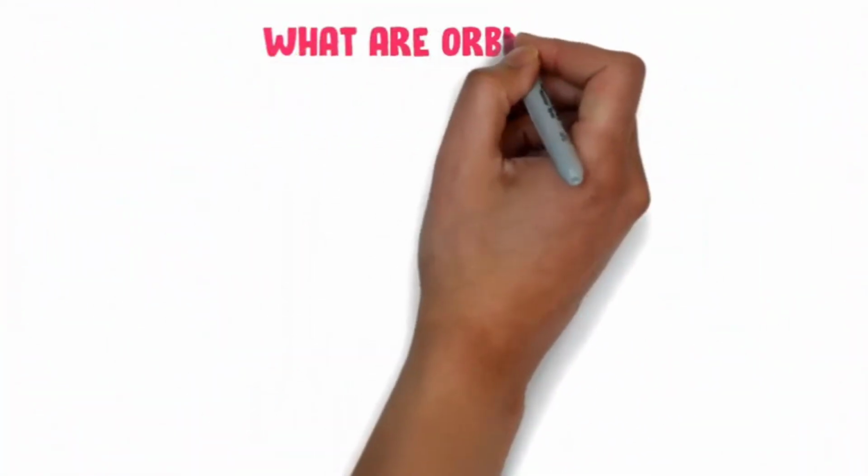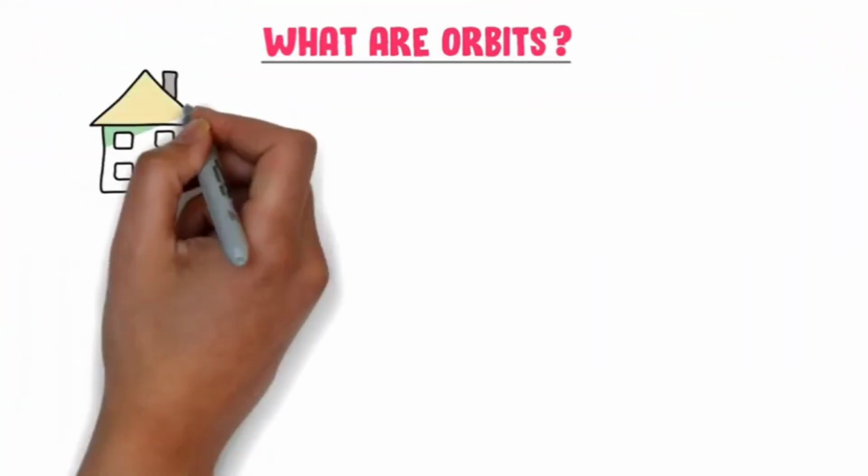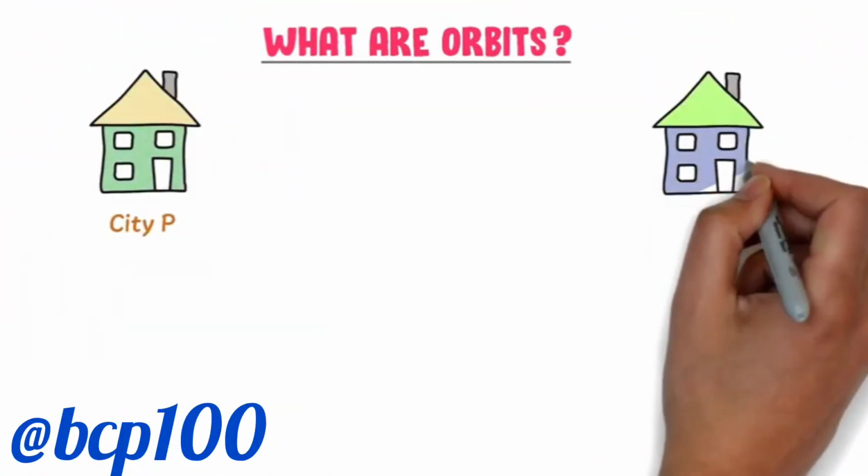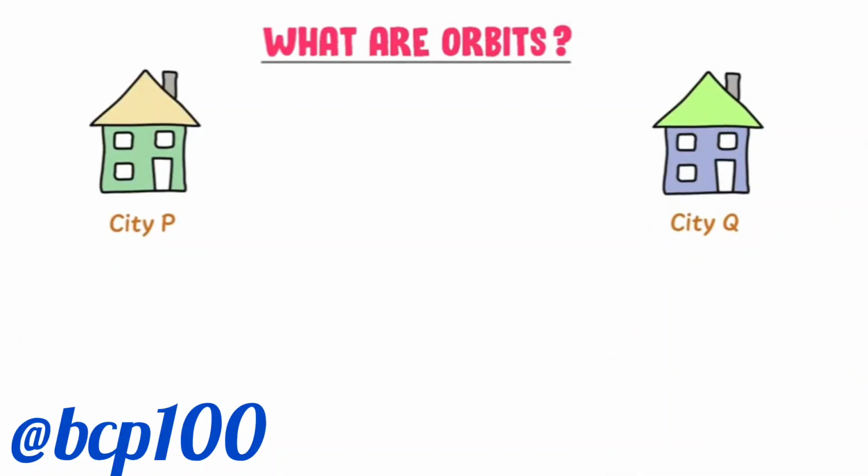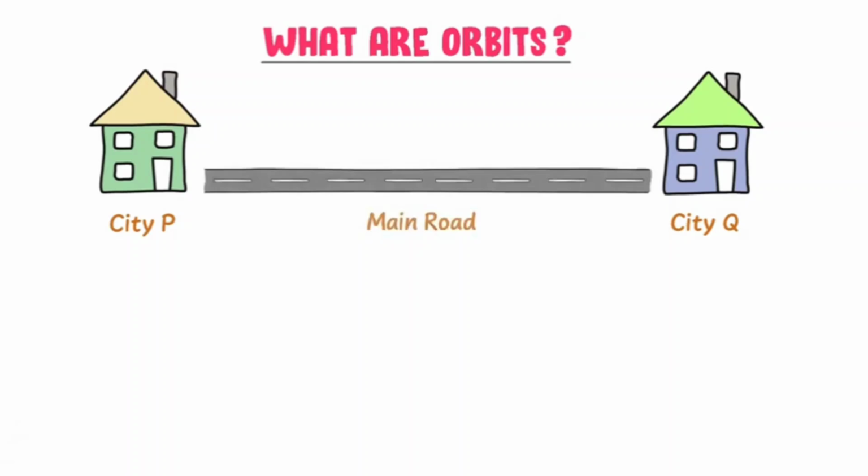Today we will discuss orbits and orbitals. So what are orbits? Let's consider two cities, city P and city Q. City P and city Q are connected by only one main road.